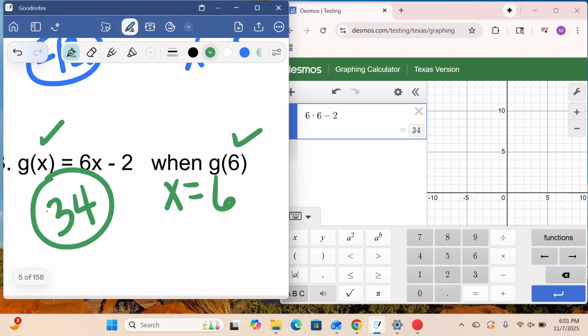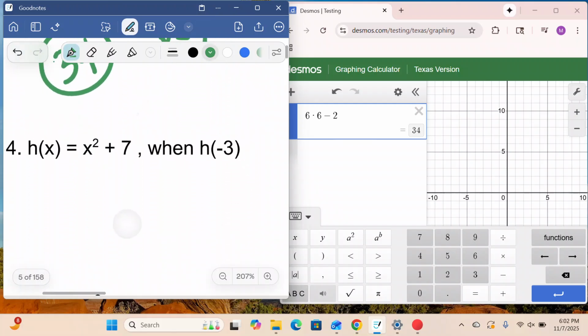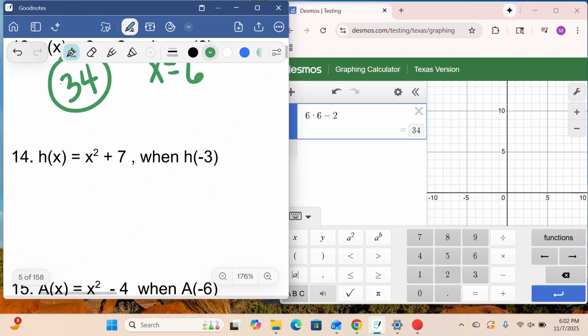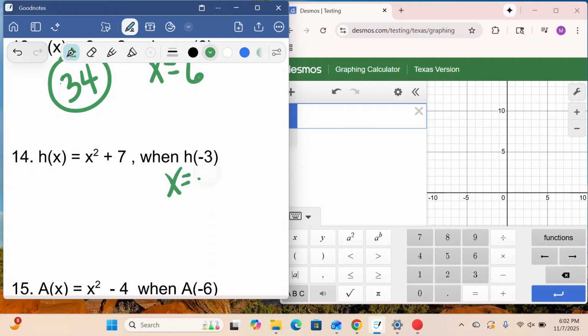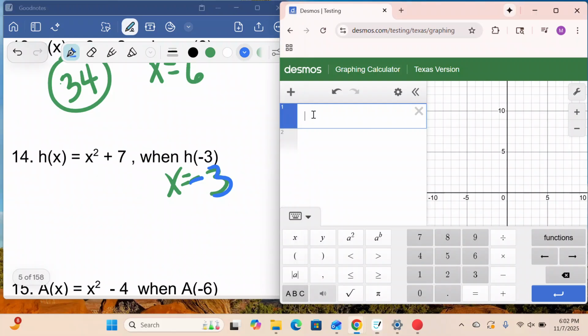And once again, just by letting Desmos do the work, you take all the guesswork out of the function value. The next one I'm going to go over is h of negative 3. So x here equals negative 3. All I'm going to do is input it there. In place of x, I am going to put negative 3 squared, and it gives me negative 9.